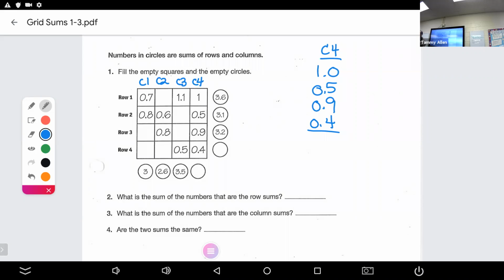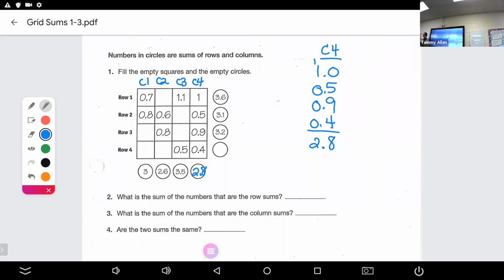And what did you get? Jonathan? 2 and 7/10. Everybody got 2 and 7/10? No? 2 and 9/10? Oh, yeah. 2 and 8/10? 5 and 4 make 9, and 9 and 9 make 18. So 2 and 8/10. So 2 and 8/10 would go in that spot. Where do we need to go next?